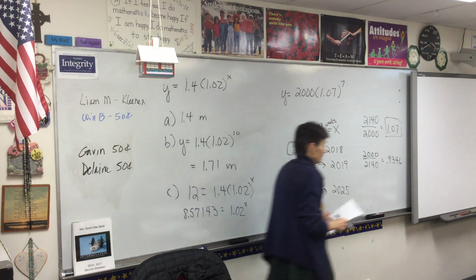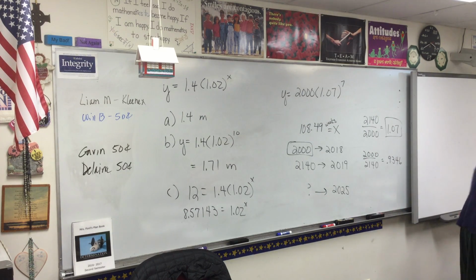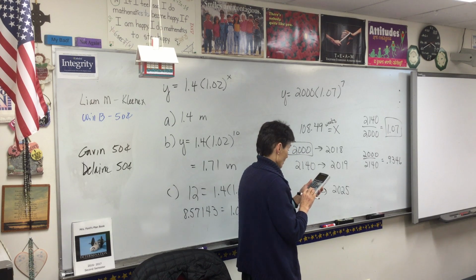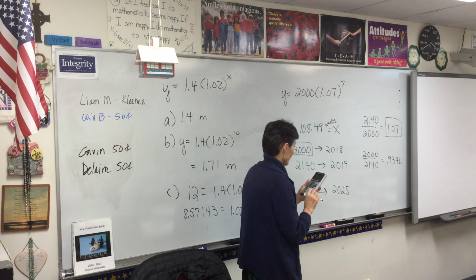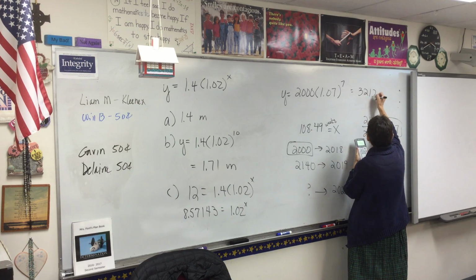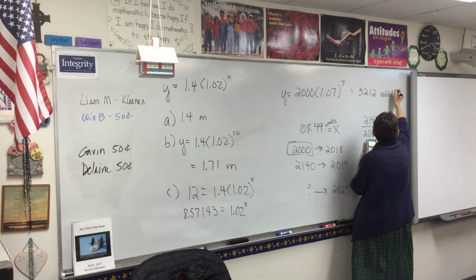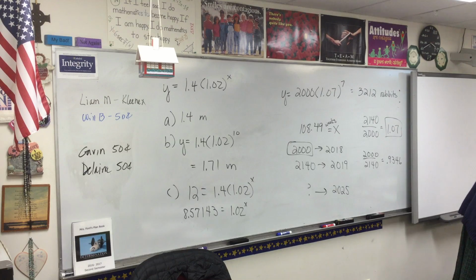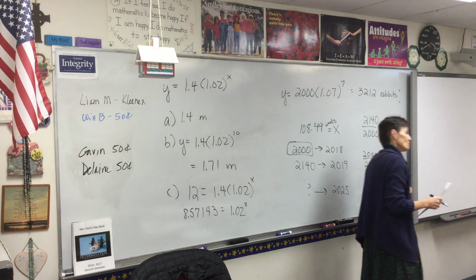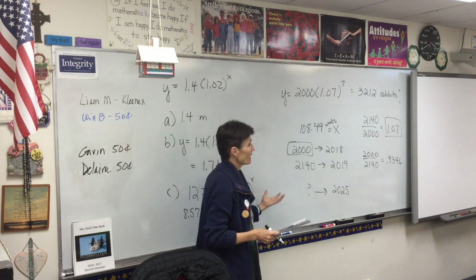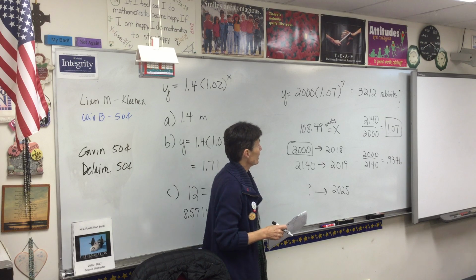Very, very good. That's a hard problem, and you guys figured it out. Super. 2,000 times 1.07 to the 7. Did you get 3211? Actually, 3212. Why am I rounding that off to 3212? Because it's rabbits. It's not money. Most of our problems have been money or feet or inches or something. You can't have a partial rabbit. So we're going to round that off.